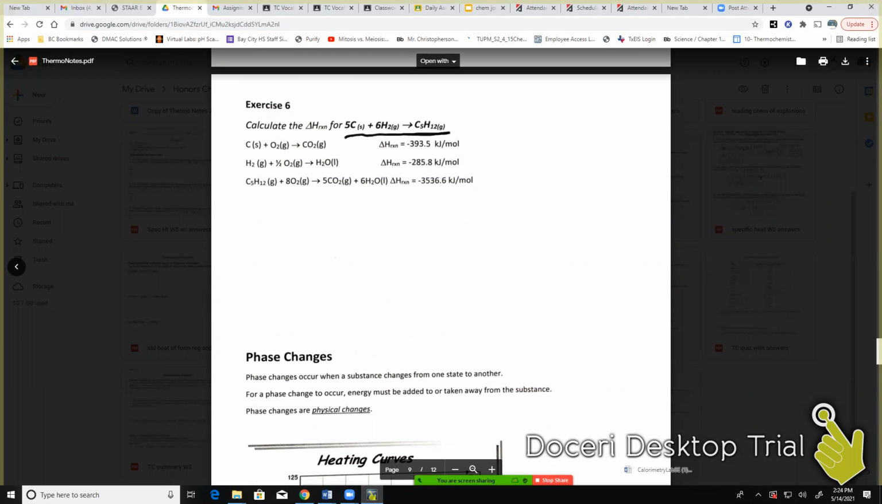So this is my summary. The other way that you can know it's your summary is I don't have a delta H of reaction value for it. That's what I'm trying to figure out. And this one I have to work with 3 things.